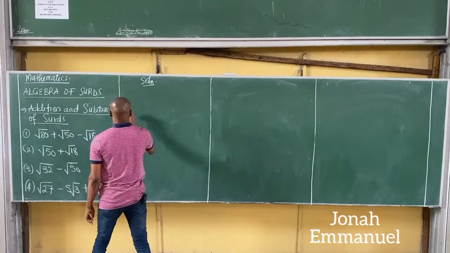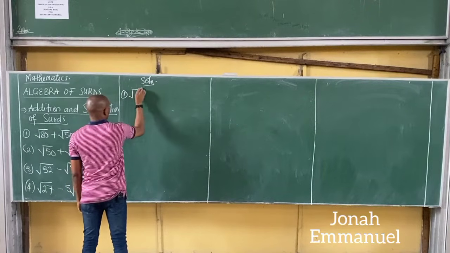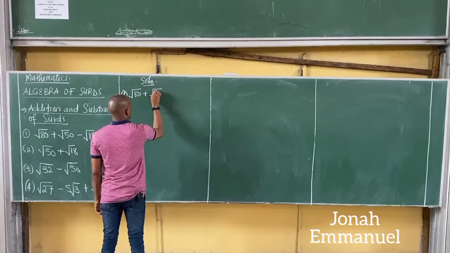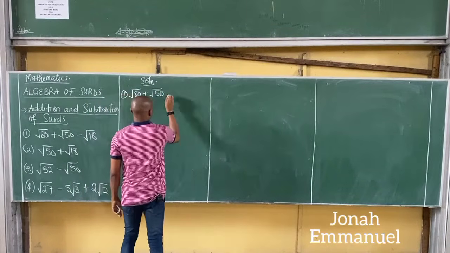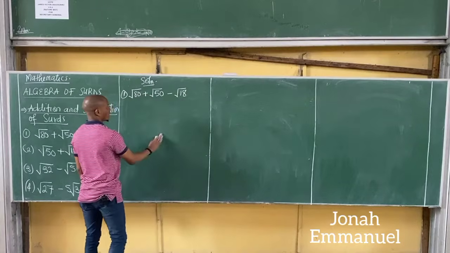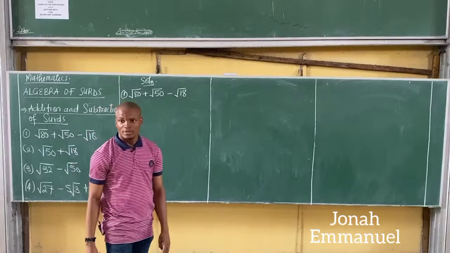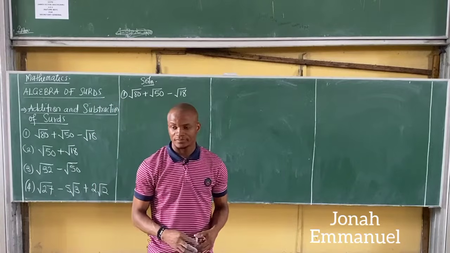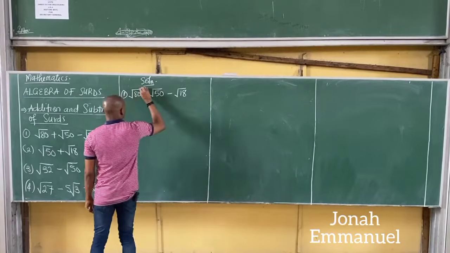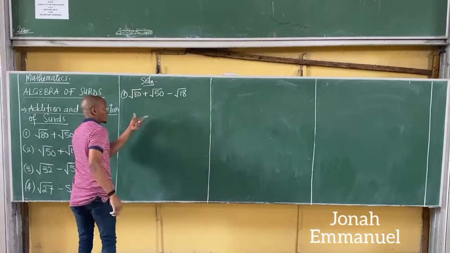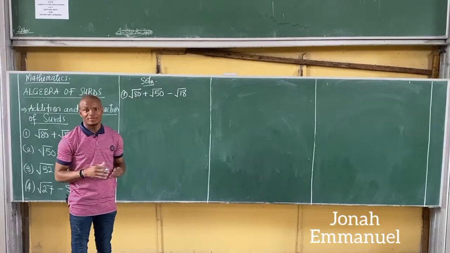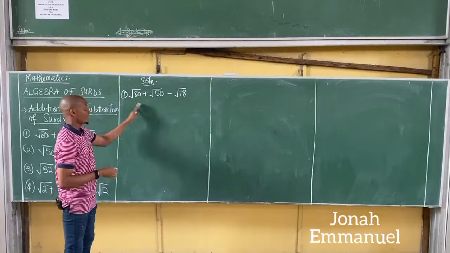Simplify the following. So you can see I'm trying to both add and subtract surds at the same time. Alright? I'm asked to simplify this.